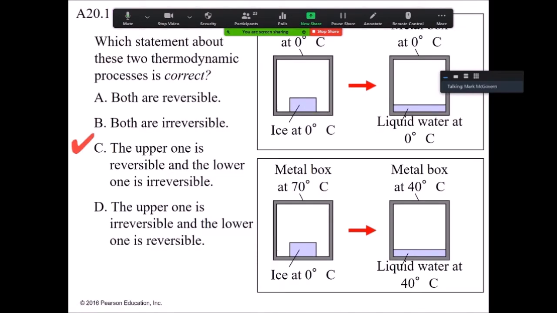The upper one is reversible, and the lower one is irreversible. Okay, so what are we saying here? If things are in a thermal equilibrium, i.e., same temperature, the processes are considered reversible. We can bring this system here with the addition of heat. We can melt the ice and turn it to liquid water and leave it at 0. We can also extract heat out of this and bring the liquid water back to ice. We can go back and forth.